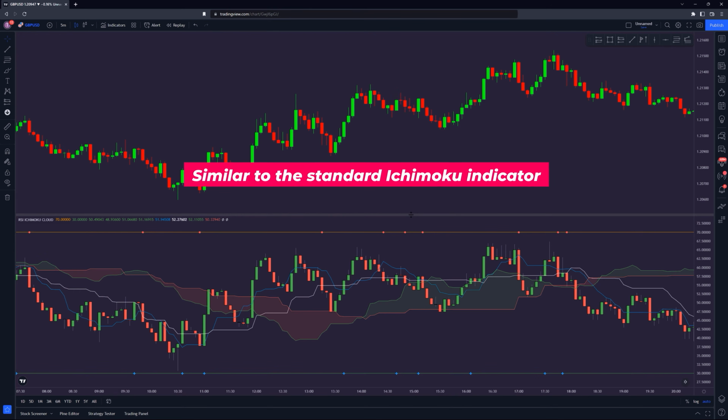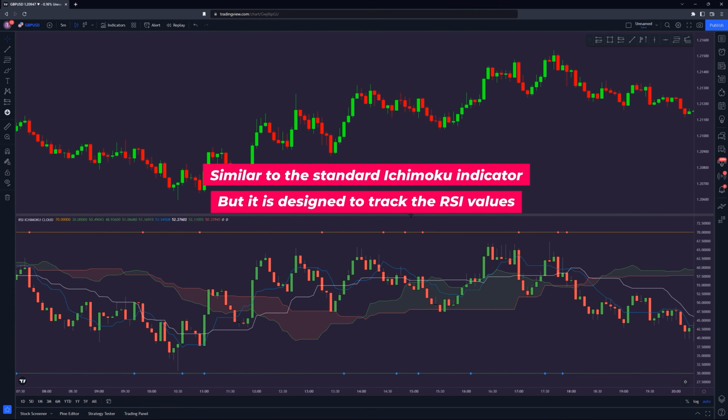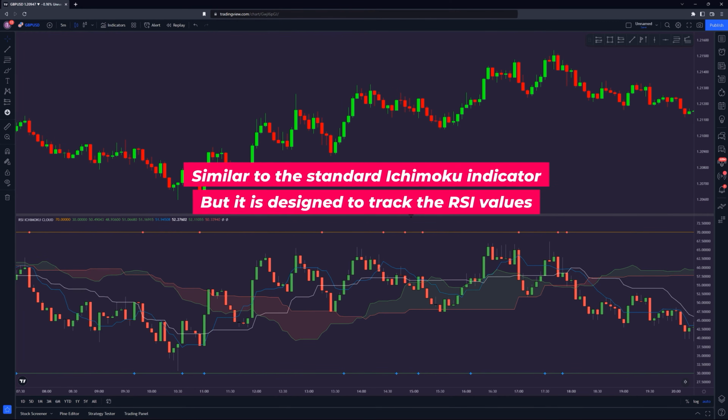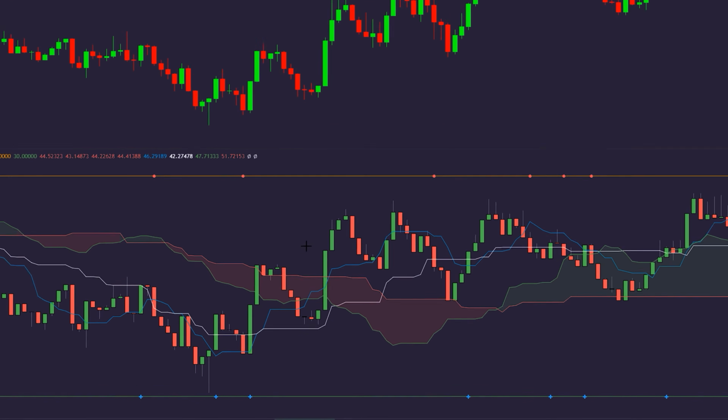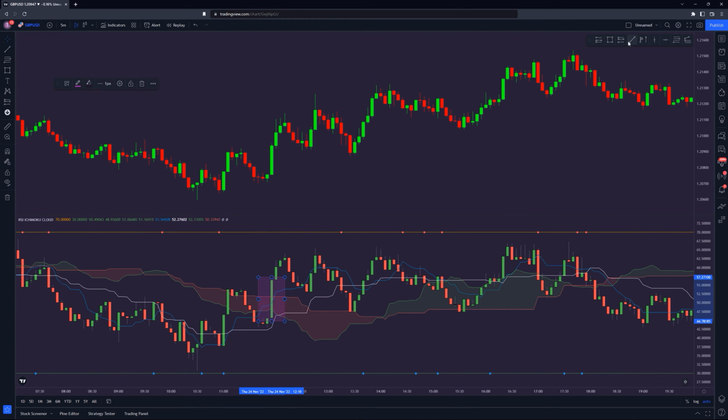This indicator is similar to the standard Ichimoku indicator, but it is designed to track the RSI values. This indicator should be used to confirm your trading strategies, not to replace a signal indicator. As an example, if the RSI candle breaks above the Kumo cloud, it indicates that the price is going up, or the baseline and conversion line cross above the Kumo cloud and remain above it. Even if the RSI indicator crosses down, the market is bullish. There are lots of ways to use this indicator.